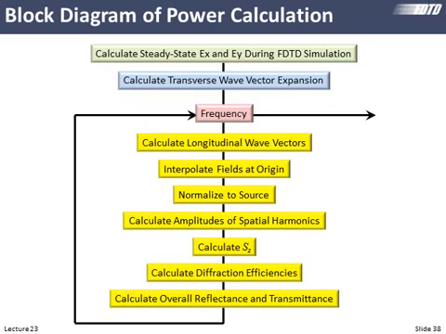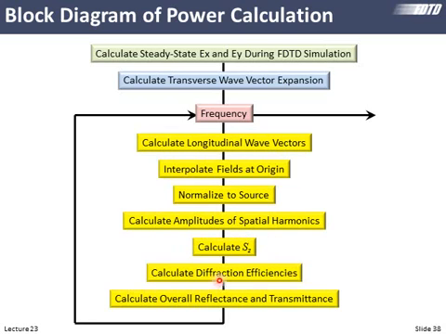Then we set up a loop over frequency. And for each frequency, we'll calculate the longitudinal components of the wave vectors. Then we interpolate all of the fields that we calculate up here at the origin. We normalize to the source frequency. Then we calculate the amplitudes of the spatial harmonics. This will be through a two-dimensional FFT now. But we only know the X and Y components of those. So we'll calculate the Z component of the amplitudes of the spatial harmonics.